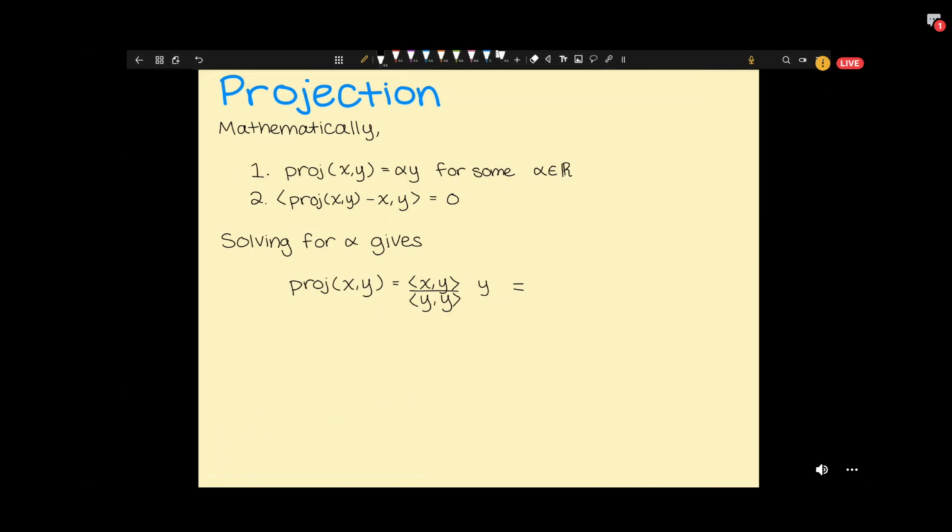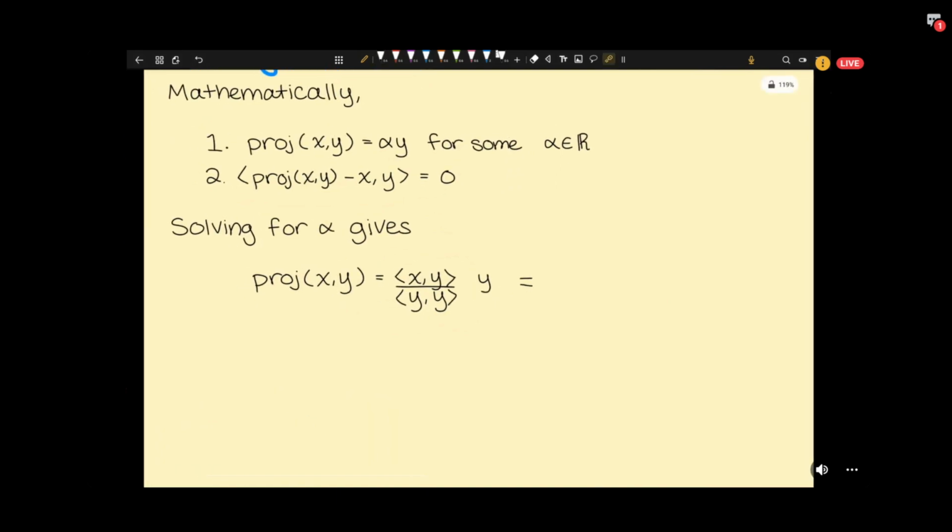Actually, I'll write it over here. Okay, so at the very beginning, we defined magnitude. We defined the magnitude of y to be the square root of the inner product of y with itself. So all we're going to do is look at this and say, okay, this is actually the magnitude of y squared. So this is equal to the inner product of x and y over the magnitude of y squared, times y again.